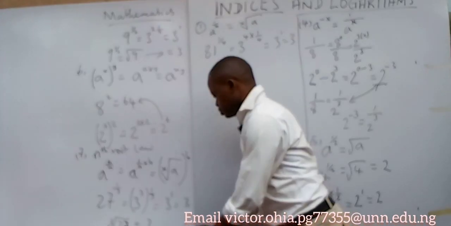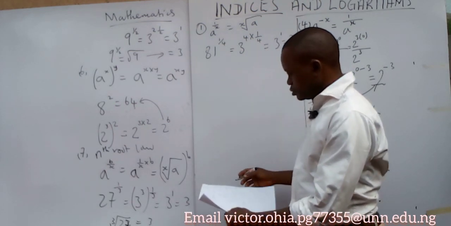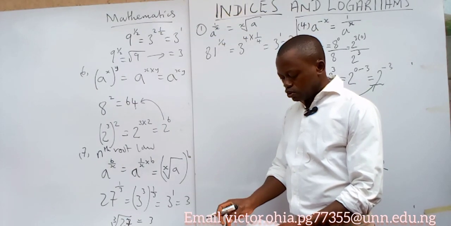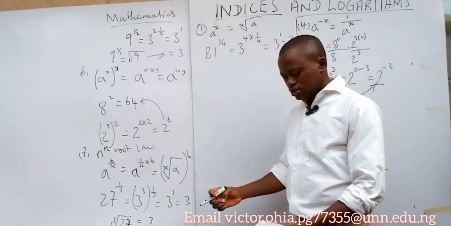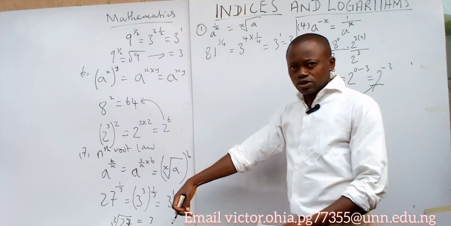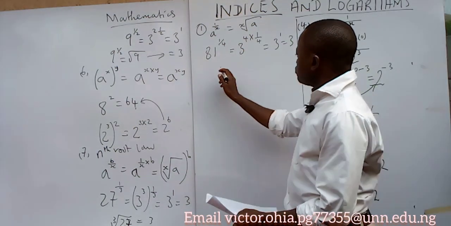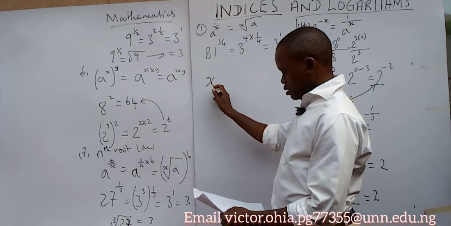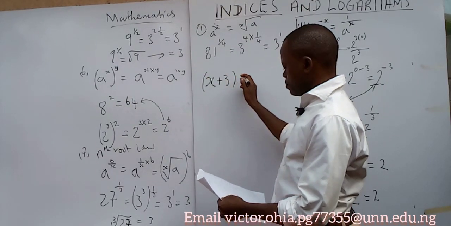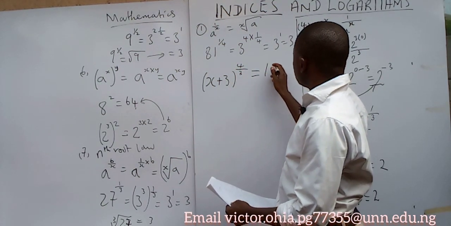Take for instance, let me show you something here. In this example I have here, I have solved this problem in the previous classes already, but I am going to just take a portion of it to buttress what I am saying here. You can visit that class and check other explanations and some other questions that were solved inside that same place. I have something like x plus 3, and then it is raised to power 4 over 3, and it is equated to 16.